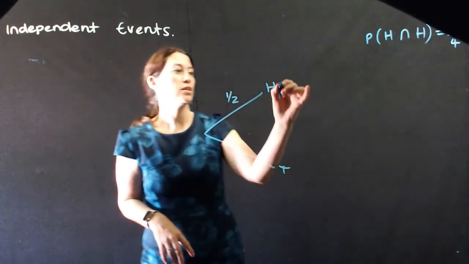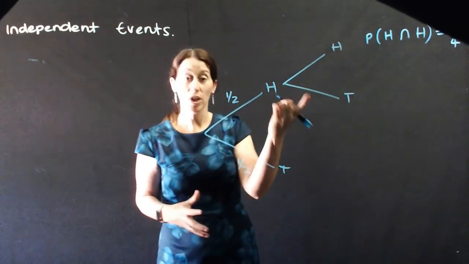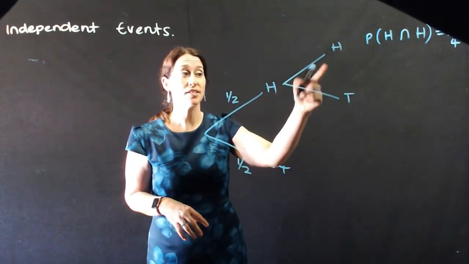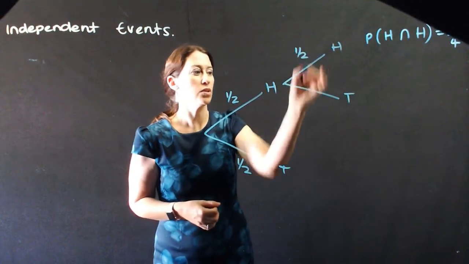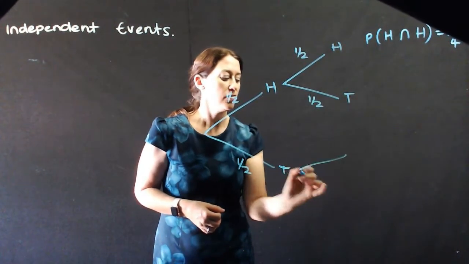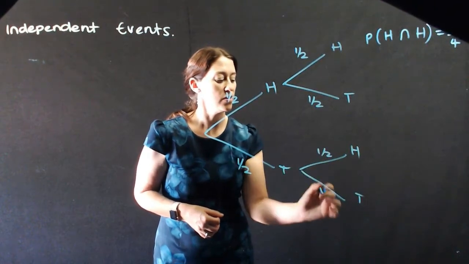Let's look at the second coin. When we throw the second coin, we get a head and a tail. We know here that because this is not related to this coin, we're throwing it again, the probability is still 1/2. And again, obviously, if we're following down this path, we have the same options.